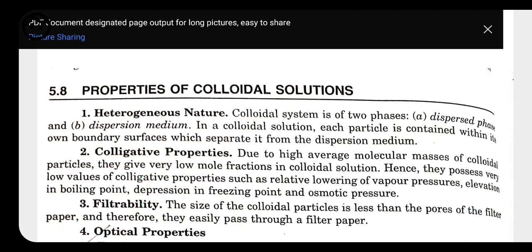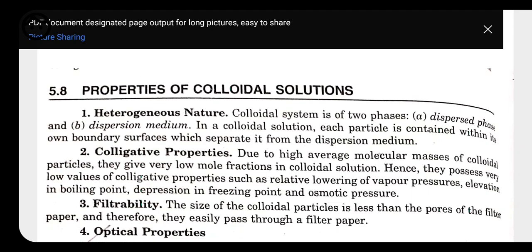Colligative property is a property which depends on the number of solute particles but not on the nature of solute particles. Here, due to the high average molecular masses of colloidal particles, they show low values of colligative properties like relative lowering of vapor pressure, elevation in boiling point, depression in freezing point, and osmotic pressure. These colligative properties we have already discussed in chapter two, that is Solutions.